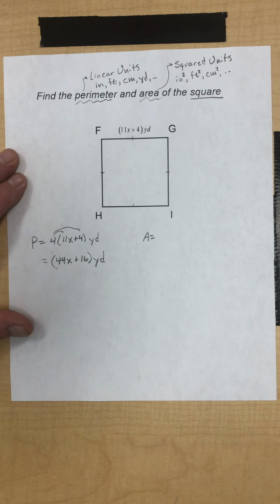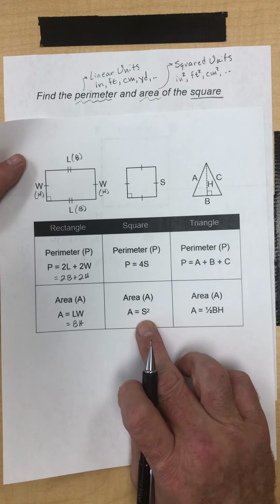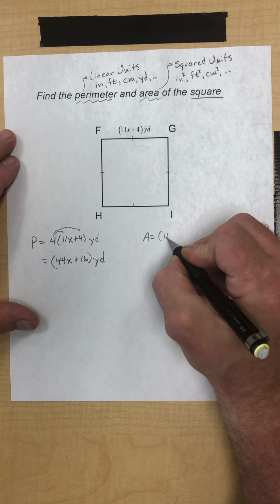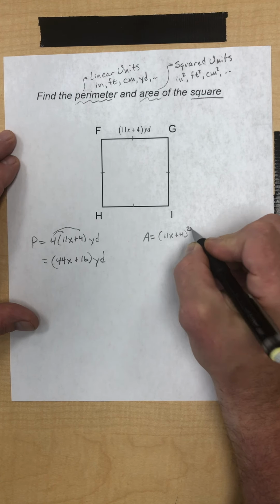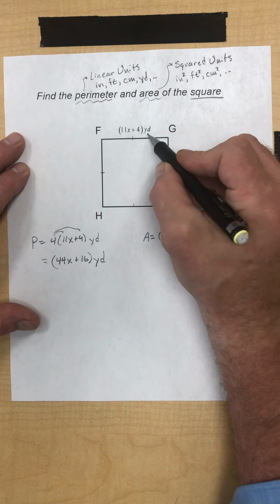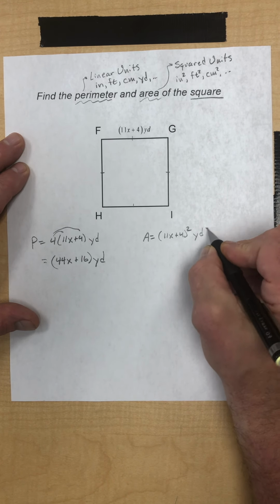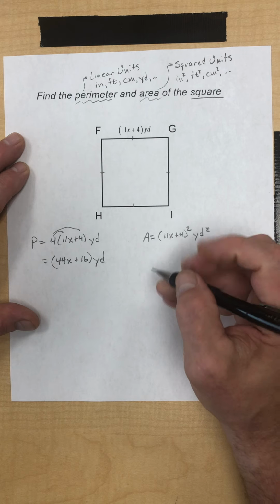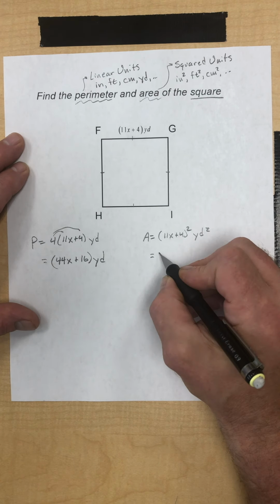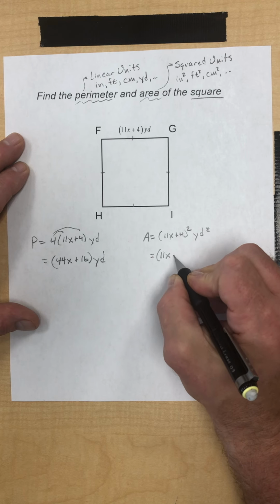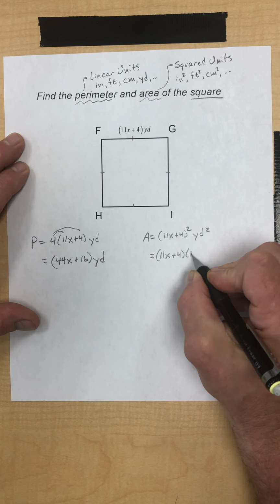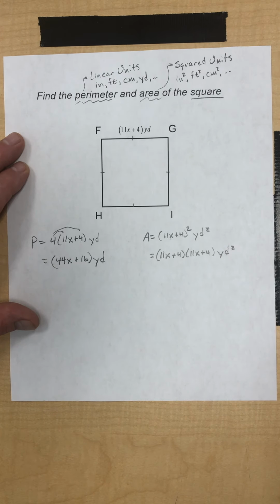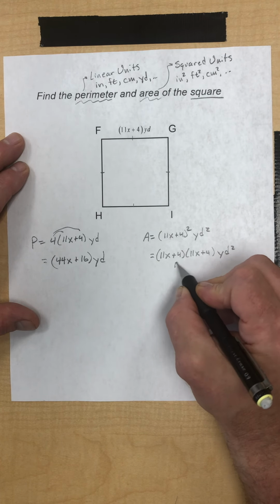So area of a square. Area is side squared. So I would have the length of a side squared, so that'd be (11x plus 4) squared. And we know that we're going to be in squared units, so that'd be square yards. When we square, notice 11x plus 4 has two terms, so it's a binomial. When we square a binomial, or any number for that matter, we multiply it by itself. So this would be 11x plus 4 times 11x plus 4, and then our unit of measurement will be square yards. So binomial times binomial, this is the FOIL method.